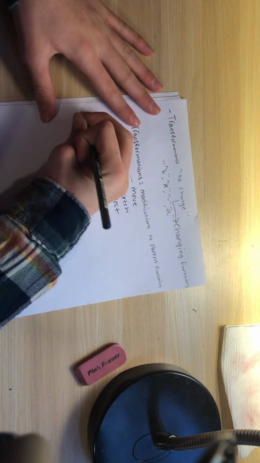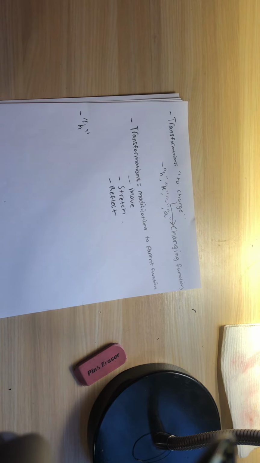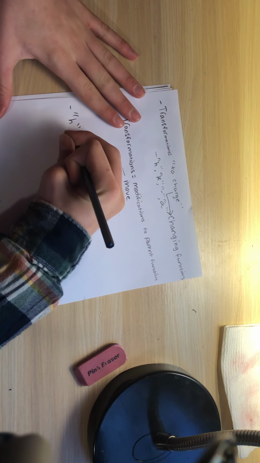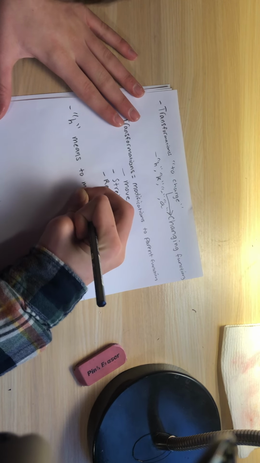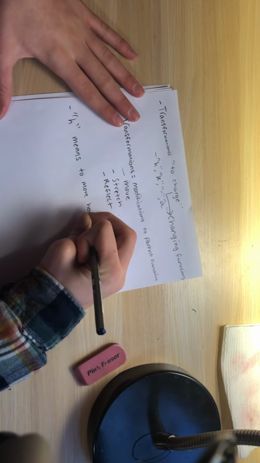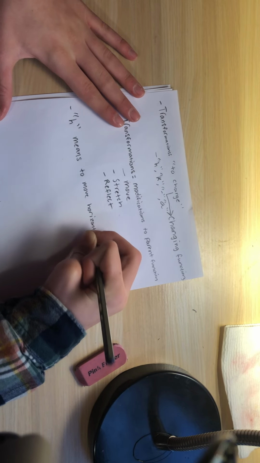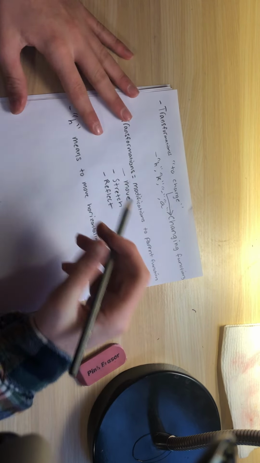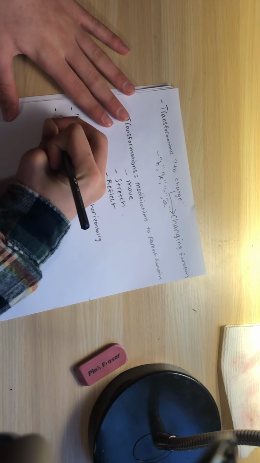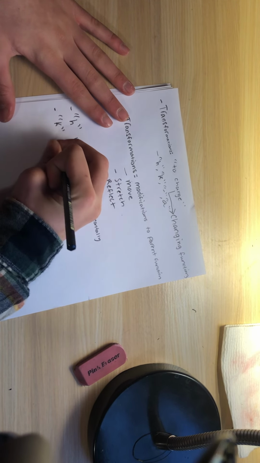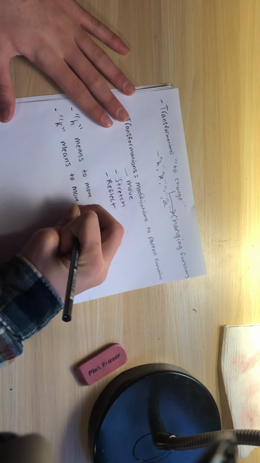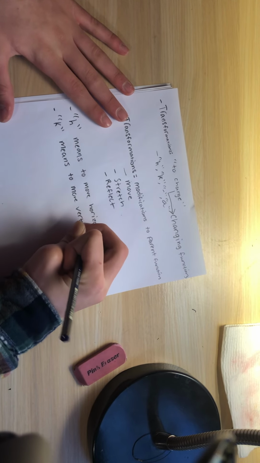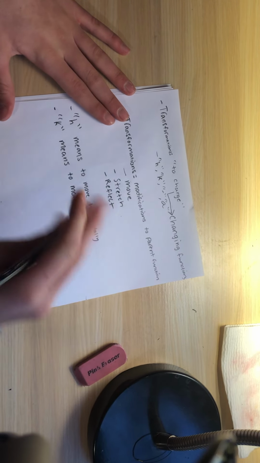So H, which is one of these four symbols that I'll be teaching y'all, means to move horizontally, or better known for you guys, left or right. And then K means to move vertically, or up and down.